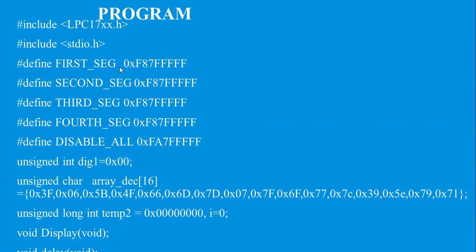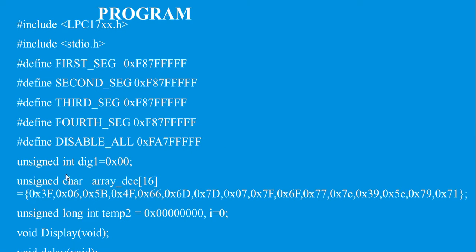So whenever in the program we use first_segment, it is going to be replaced by a constant value, and these are used to select any one display among the 4, and how these values were derived is discussed in the earlier slides. If any value apart from these 4 is used, all 4 displays are going to be disabled. That corresponds to the disable_all constant value.